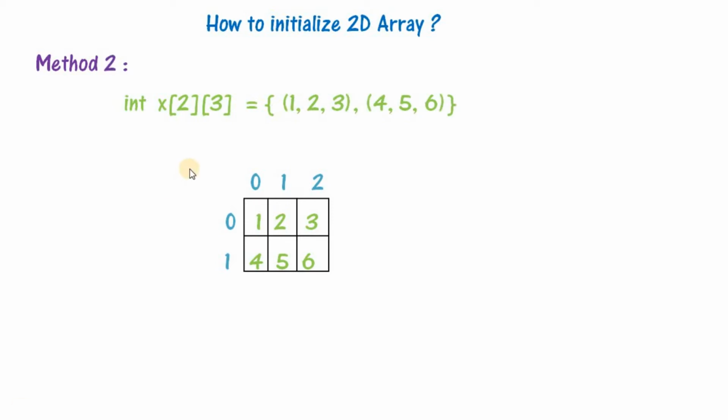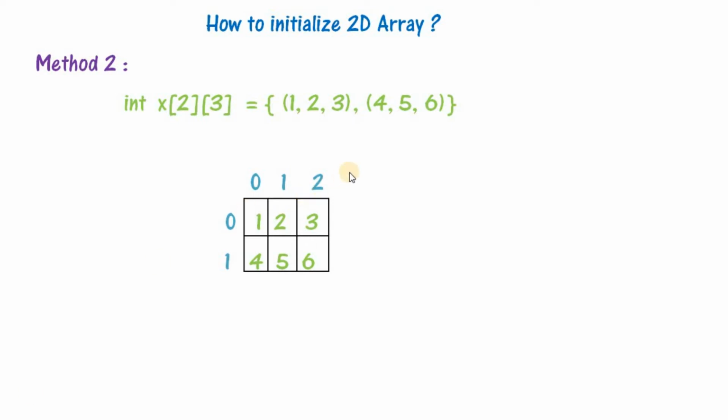Here is one more better method to initialize, that is method 1, where we can initialize the array in this form only. That is how we can visualize it properly, when this is row 1 and this is row 2. That is how we initialize a 2D array.